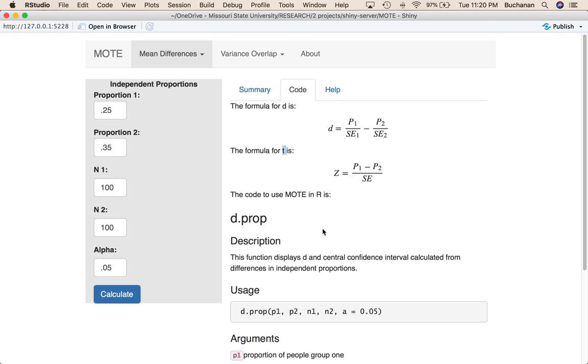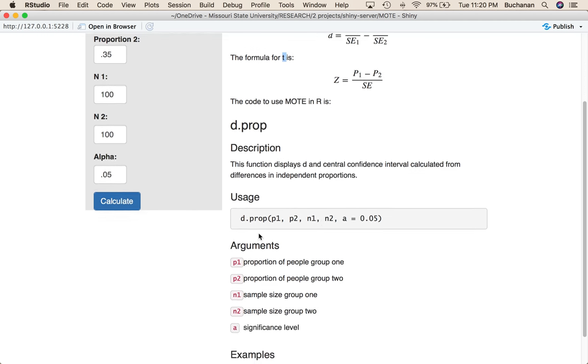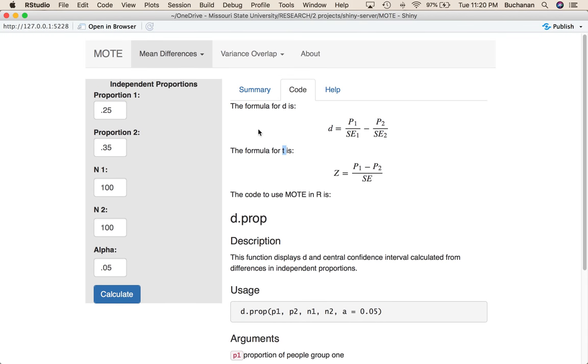If you want to do this in R, we give you the code below. So you would use dprop. And then this help page here is for the video you're watching now. And so independent proportions are pretty easy. Just the main rule is make sure you enter these as proportions and not as percentages.